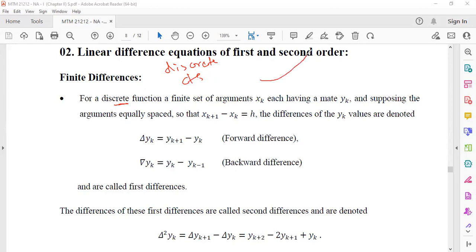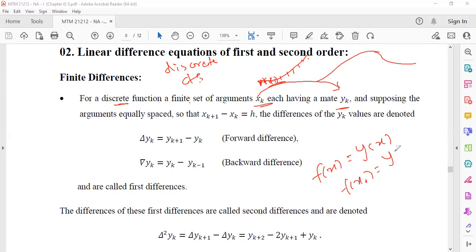Discrete means we can find the value for each point, each discrete point. Continuous means it goes like that, so it has an interval, this to this, this to this. So for a discrete function, a finite set of arguments xk, each having a mate yk. It means for xk, the value will be yk. For example, y is a function of x, so f of x equals y of x. According to how x changes, x naught gives y of x naught.